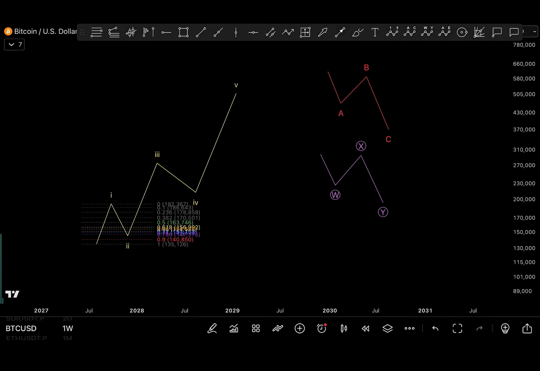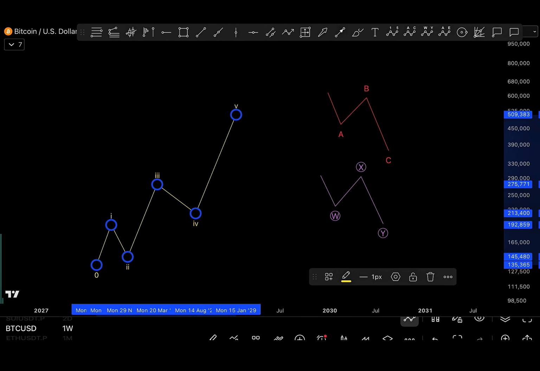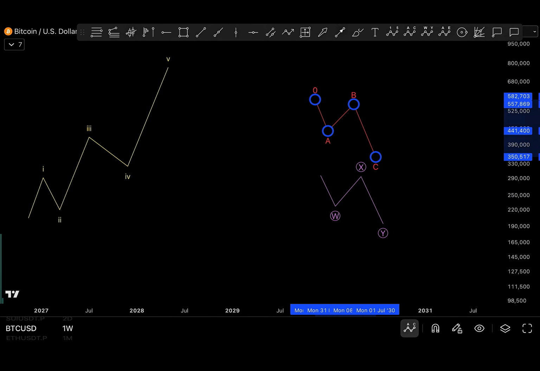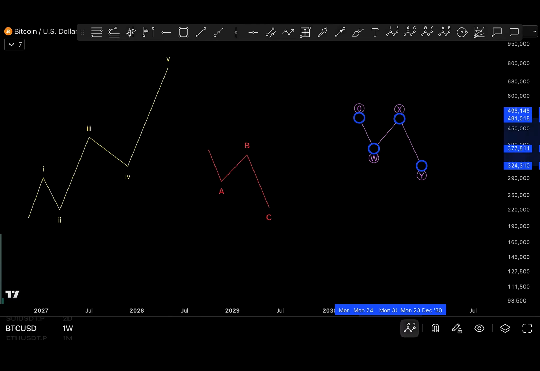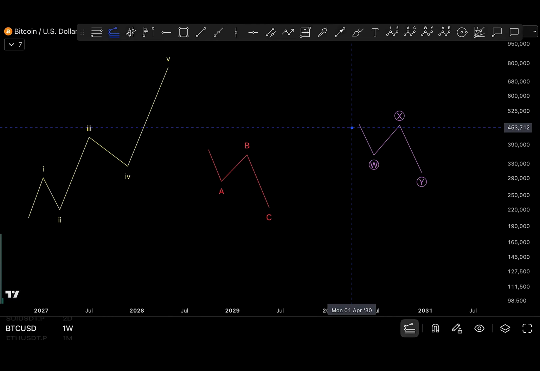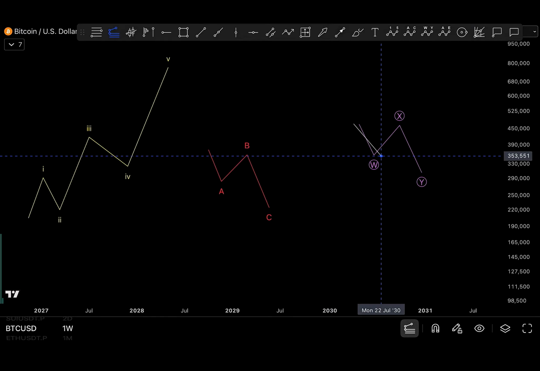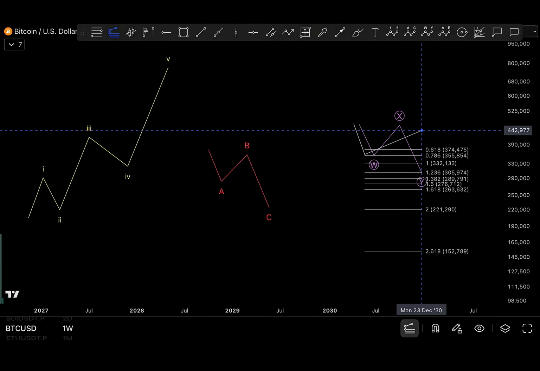And now on the corrective waves, how we can use this same tool. Let's check it on ABC now. WXY is very easy. The target for WXY is 1.0, which is 1 to 1, or 0.786. The minimum target for a WXY is 0.618.